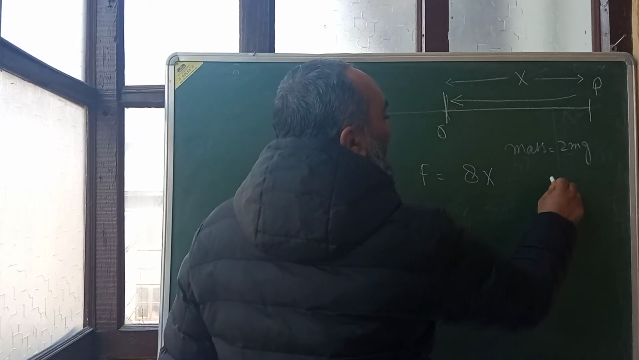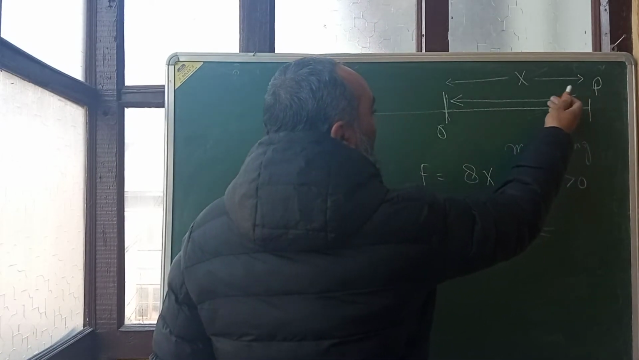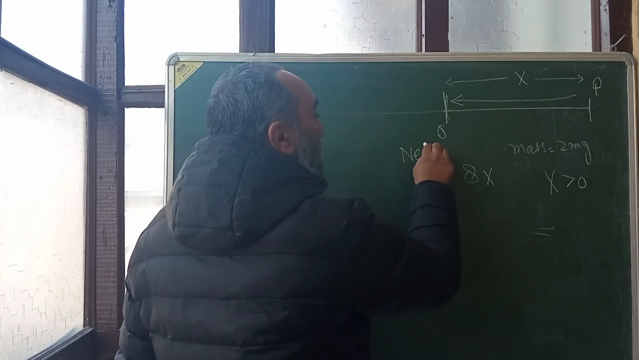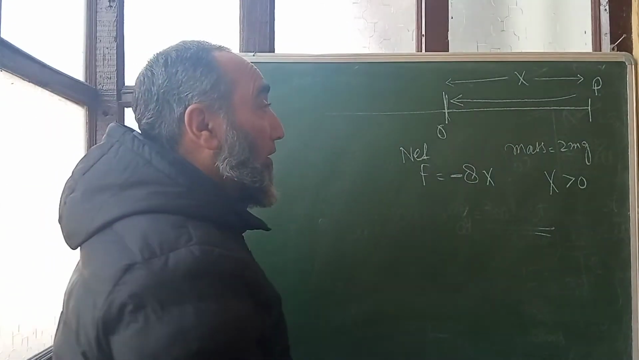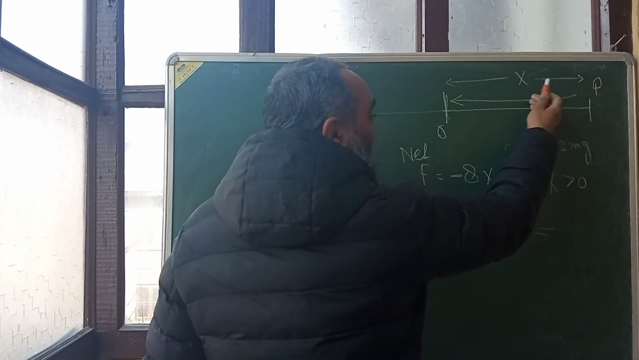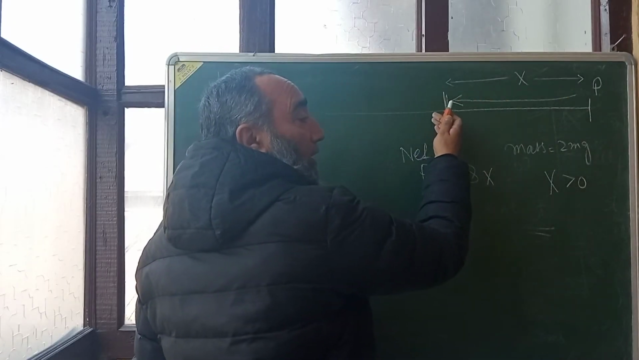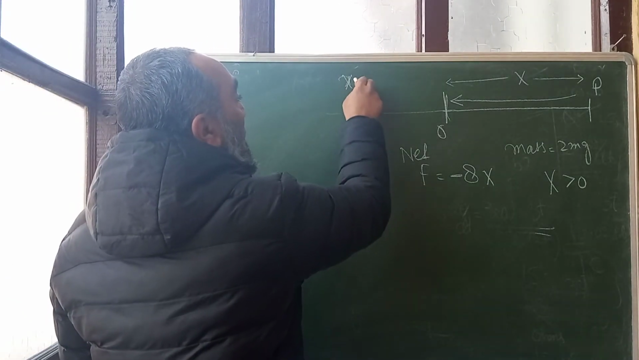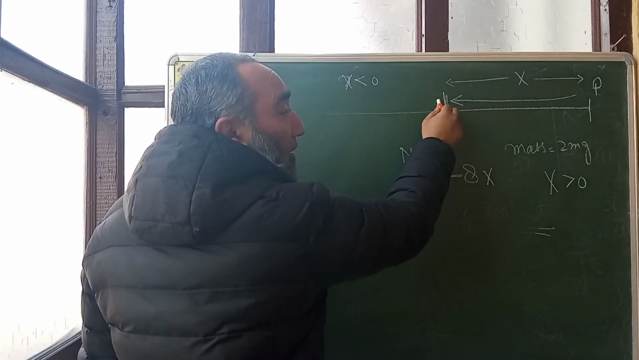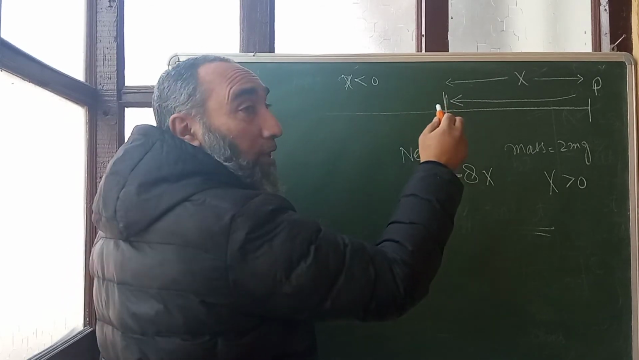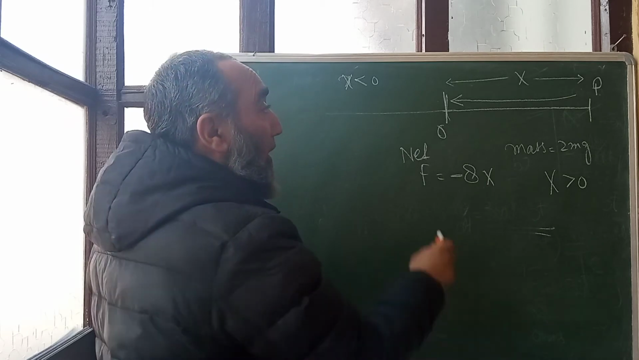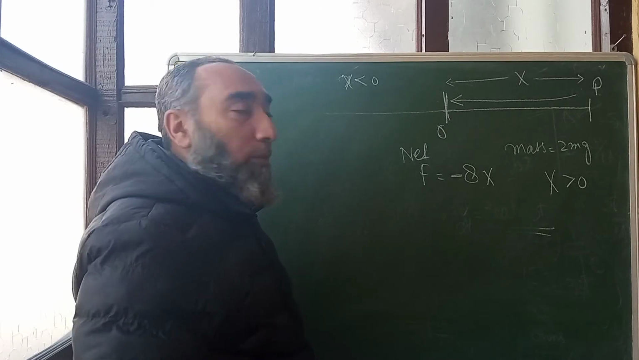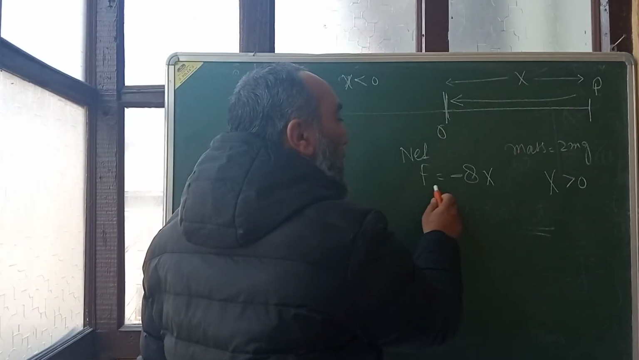When x is positive, this force is acting backwards. So what will be the force? Net force will be minus 8x, not plus 8x. x is positive, and it is attracted towards the origin, backwards. If x is negative, then it will be attracted towards the origin, going in the positive direction. So whether x is positive or x is negative, the net force will be minus 8x.